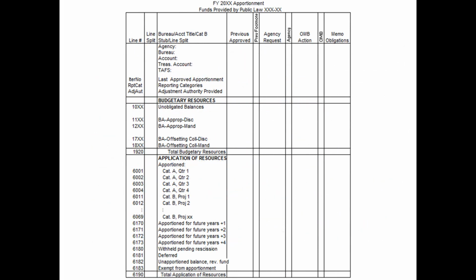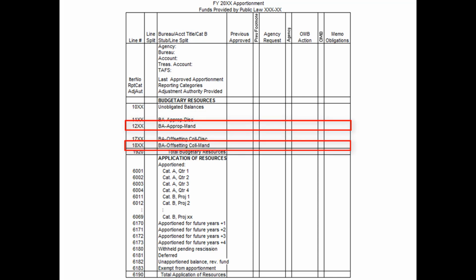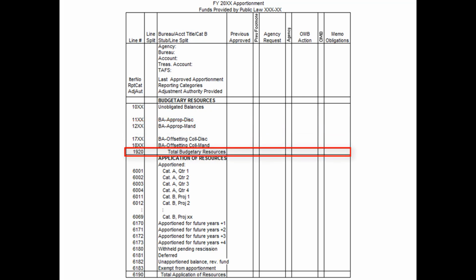We've now covered the top of the apportionment, that is, the budgetary resources section of the SF-132. We've discussed unobligated balances and new budget authority. New budget authority has been broken down into two major types: appropriations and spending authority from offsetting collections. And each of these has been subdivided into discretionary and mandatory. All of these budgetary resources are summarized on line 1920 of the apportionment, total budgetary resources.